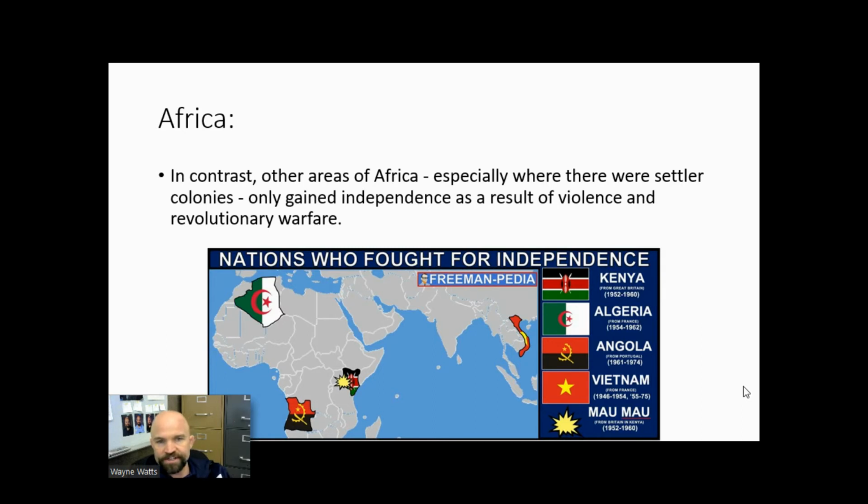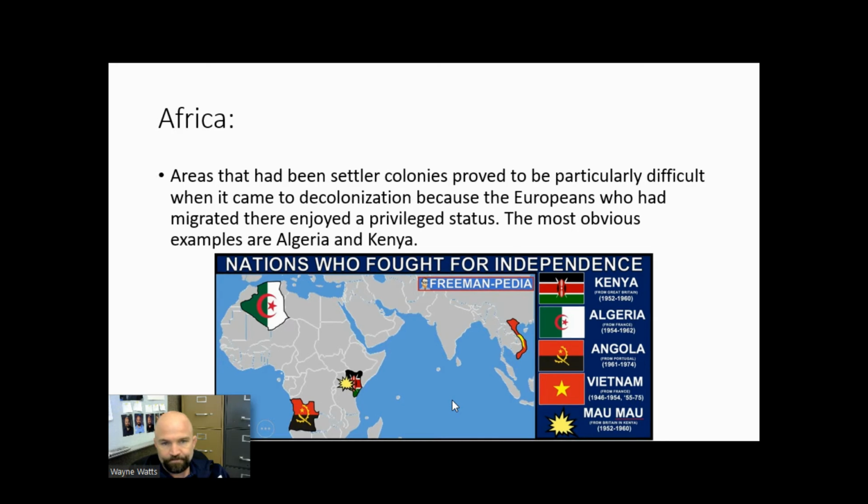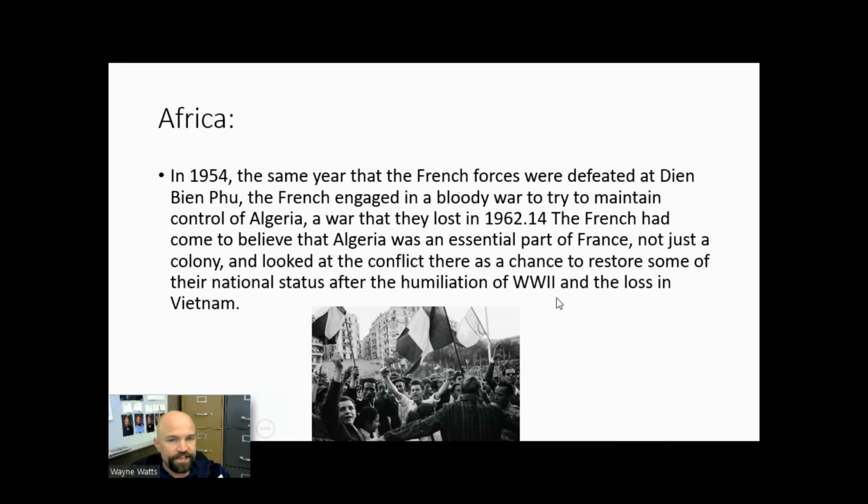In contrast, other areas of Africa, especially where there were settler colonies, only gained independence as a result of violence and revolutionary warfare. And this is definitely the case in Algeria, in Angola, and in Kenya. Areas that had been settler colonies proved to be much more difficult when it came to decolonization because the Europeans who had migrated there enjoyed a privileged status. The most obvious examples are Algeria and Kenya.